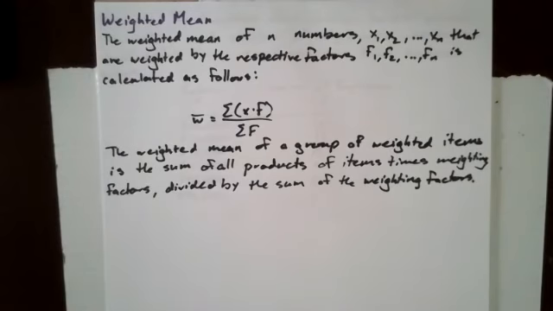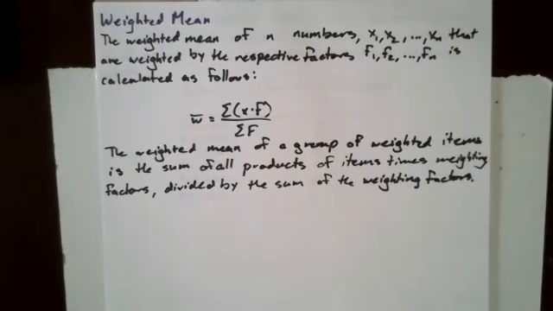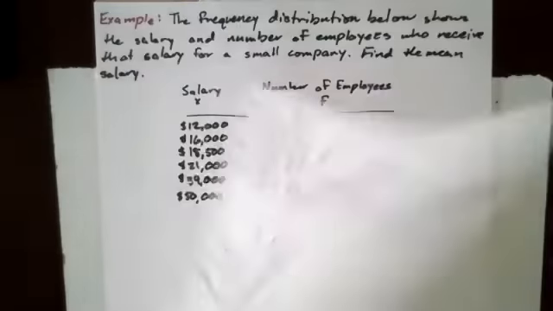The weighted mean of n numbers, x1 through xn, that are weighted by the respective factors, f1 through fn, is calculated w bar equals the sum of x times f over the sum of f. The weighted mean of a group of weighted items is the sum of all products of items times weighting factors divided by the sum of the weighting factors.